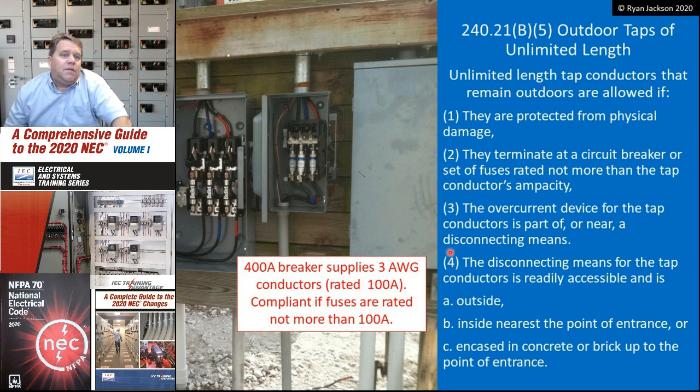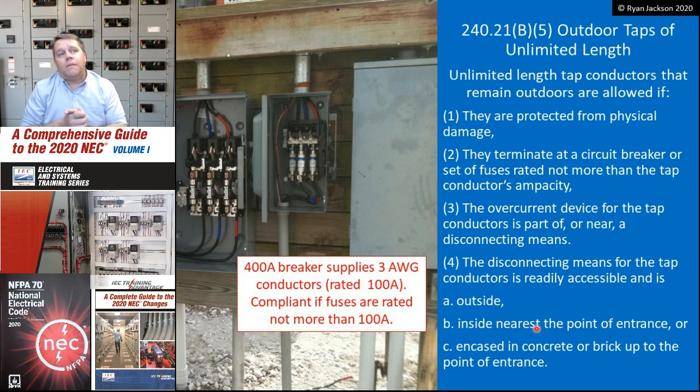Number four, the disconnecting means for the tap conductors has to be readily accessible. That's always required. And it has to be outside. Well, yeah, it's an outside rule, so yeah, it has to be outside. Or it could be inside nearest the point of entrance. Let's say I'm supplying, going back to my buddy's house, I have that 200 amp breaker. Could I tie some lugs onto it with some 10 gauge wire and go 100 feet over to his detached garage, hang a 30 amp fuse disconnect on the outside and be good? Yes. Or they could even go into the garage as long as that disconnect is immediately at the point of entrance. Either way is okay.